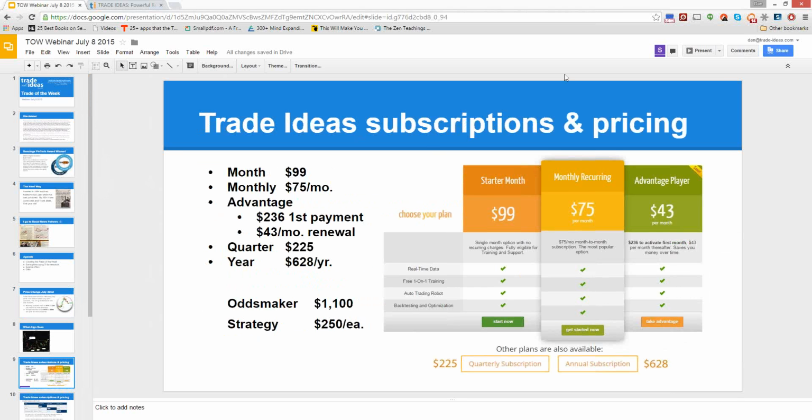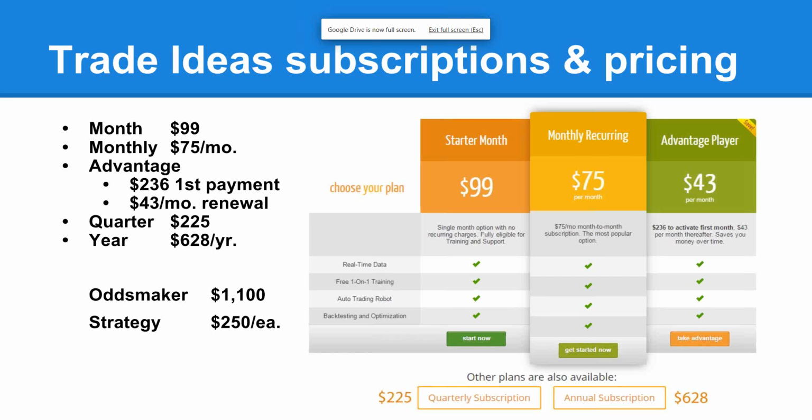Sure. As Dan pointed out earlier, we're going to go through a price change on July 22nd. We finally have a date. Our current subscriptions and pricing models go like this. We have a 1-month plan that does not renew at $99. We have a monthly recurring, which is the standard plan, and that's $75 per month recurring. We have an Advantage Player plan, which is $43 a month. But the way that works is you pay the first month at $236, and then it recurs at $43.